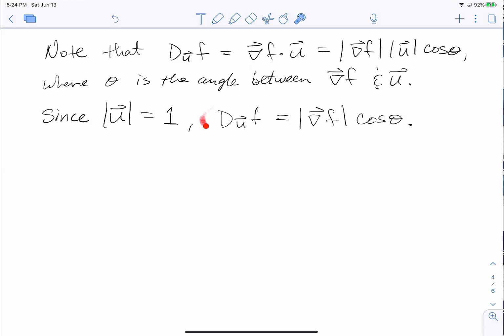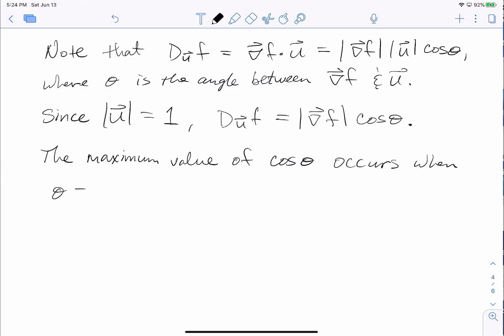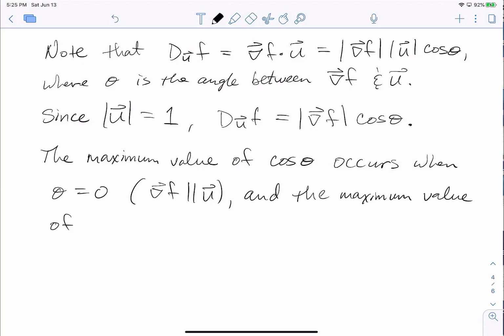This is going to have a maximum value depending on the angle that theta represents, right? The maximum value of the cosine of theta occurs when theta is equal to 0, which means that del f would be parallel to u. And the maximum value of the directional derivative is the magnitude of del f.